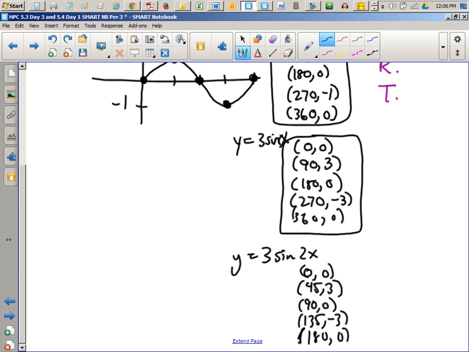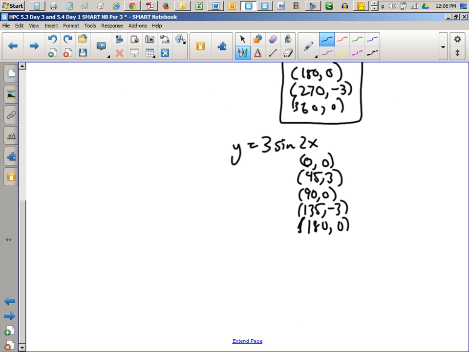My entire graph will be a compressed sine wave. So it will not require 360 degrees to do this first cycle. It just collapsed down to the first point at 0, and the last point is at 180 now. The whole thing has been compressed inward. You'll see in a moment.